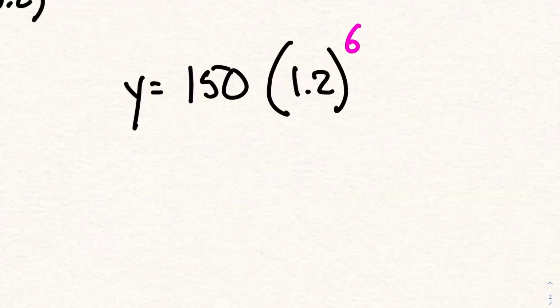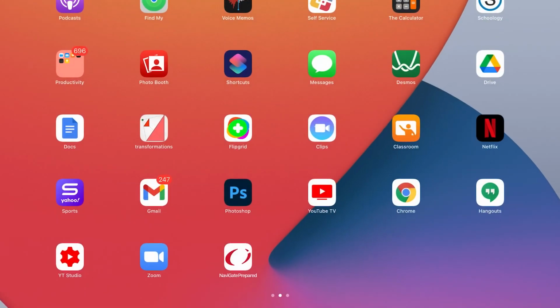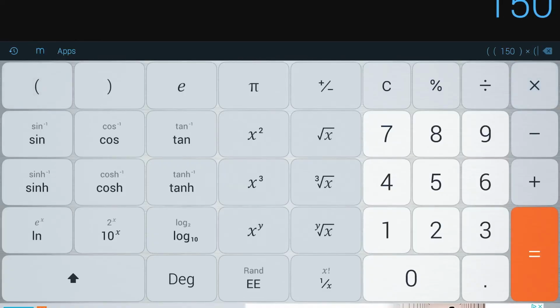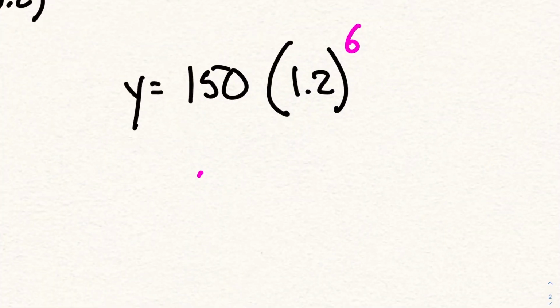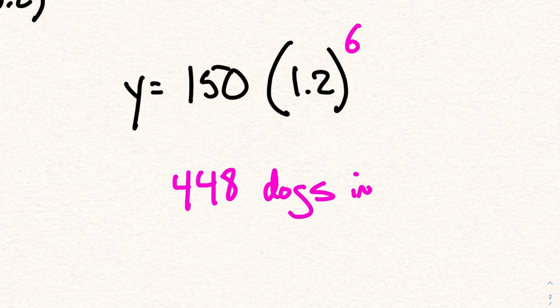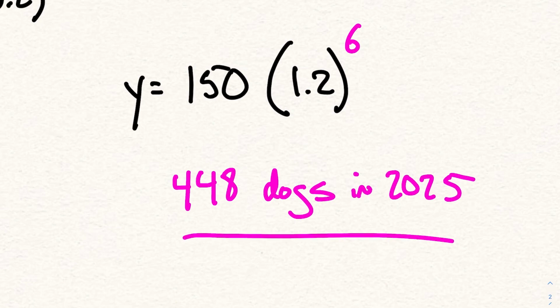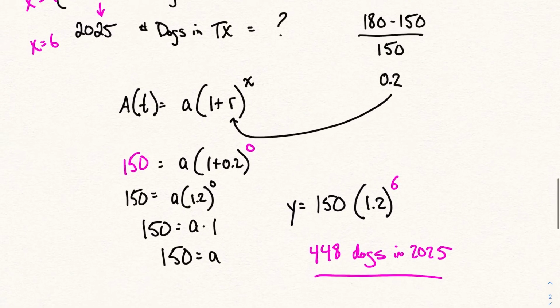And once again, into my calculator, I'm going to remember these numbers. 150 times 1.2 raised to the 6th power. And I have, this is an astoundingly high number, 448 dogs. So all of a sudden that small growth ends up being 448 dogs.